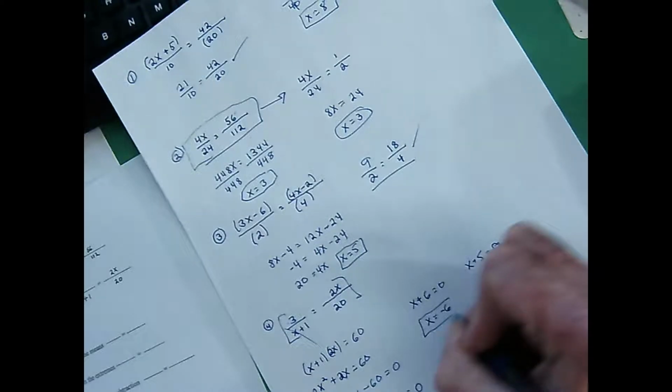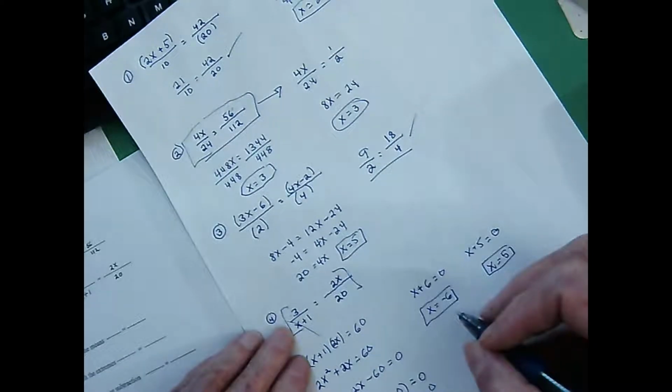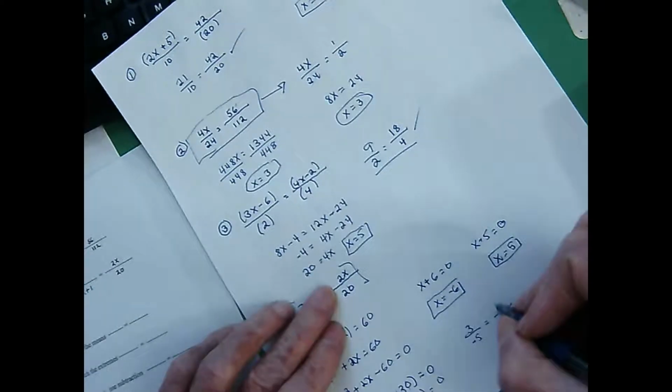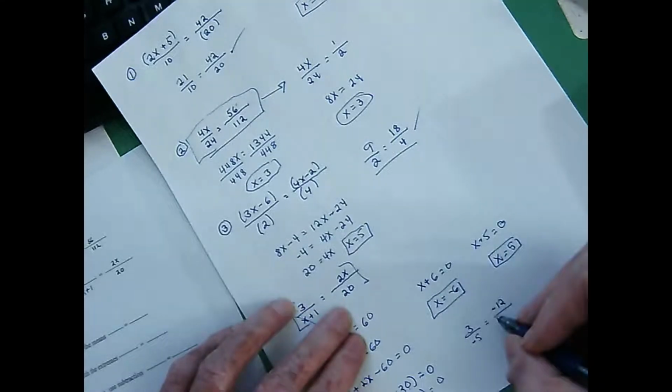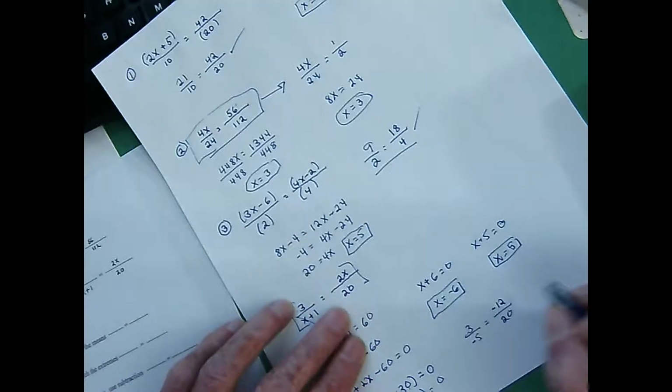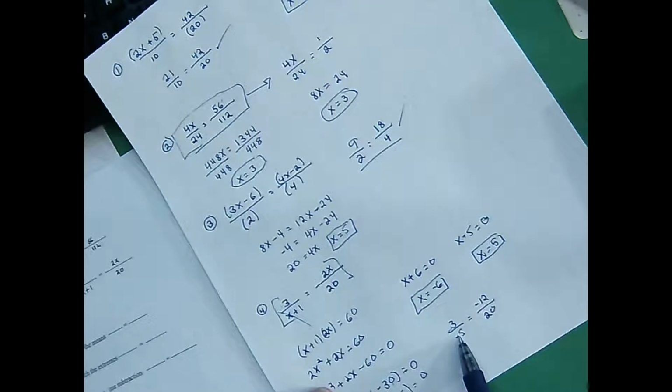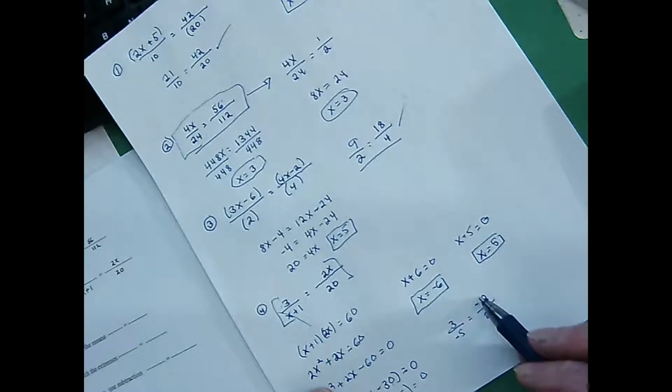Let's let x equal negative 6. So this thing would have been 3 over, and negative 6 plus 1 would have been a negative 5, equals, and 2 times negative 6 would be negative 12 over 20. Number one, is that a valid proportion? Is it true that a positive is to a negative as a negative is to a positive? I said, yeah, that's valid. And 3 times 20 is equal to 60, and 5 times 12 is also equal to 60. A negative times a negative is a positive 60 there. So I say, yeah, that's a valid root.